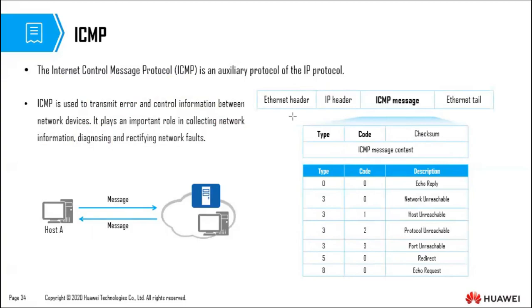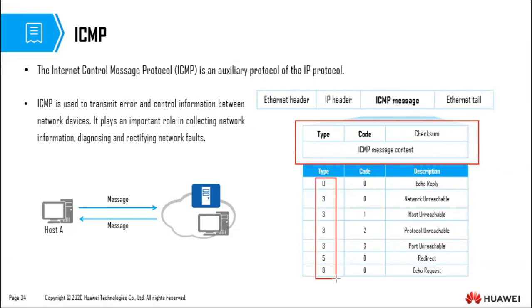As we've said, this header is added at the network layer. And ICMP messages have the following fields: the type field, the code field, the checksum field, and the particular message content. Now, the type field is used to store either of these numbers.